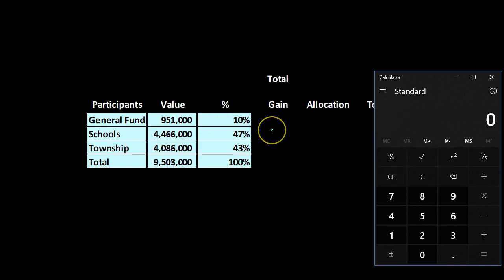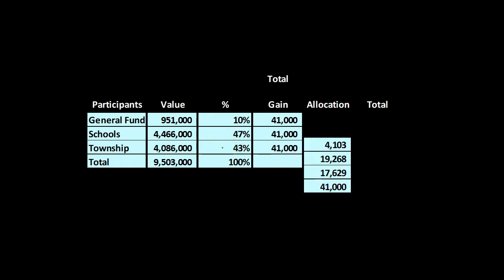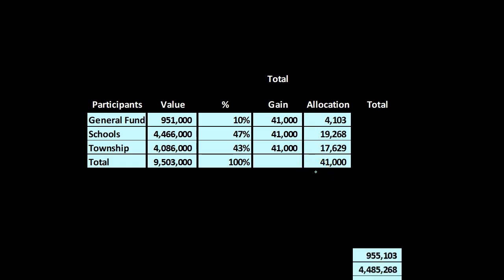And if we do that all the way down, we've got the 4,466,000 divided by the 9,503,000. That gives us our 47% about, and so on and so forth, to give us the 100%. Then we're going to take our 41,000, that's the amount of the gain, multiply it times the 10%, the 47%, and the 43% about, rounded. That gives us our allocation of the 4,103, the 19,268, and the 17,629, totaling up to the 41,000.